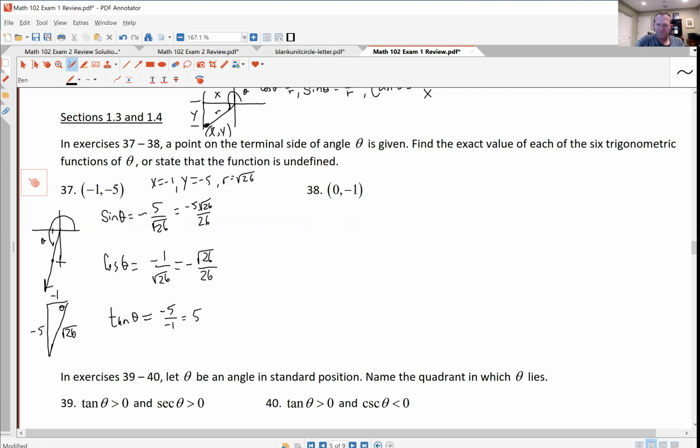So now the other trig functions, or the reciprocals: cosecant of theta is -√26 over 5. The secant of theta is -√26, and the cotan of theta is 1/5.